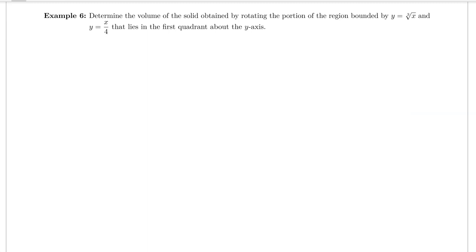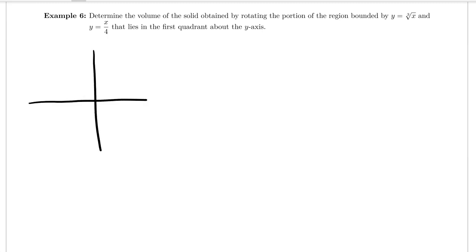Example 6 says, determine the volume of the solid obtained by rotating the portion of the region bounded by y equals the cubed root of x and y equals x over 4 that lies in the first quadrant about the y-axis. So unfortunately in this situation we have to do our own graphing, and we're not given those nice graphs.